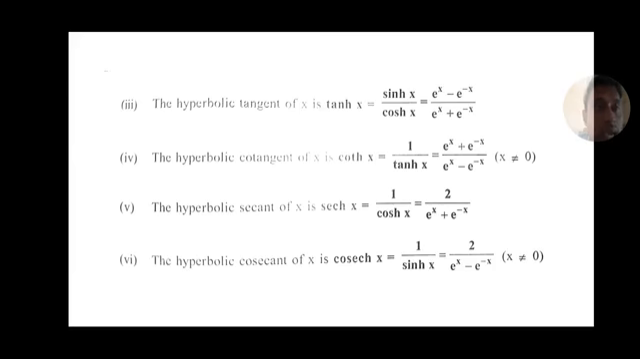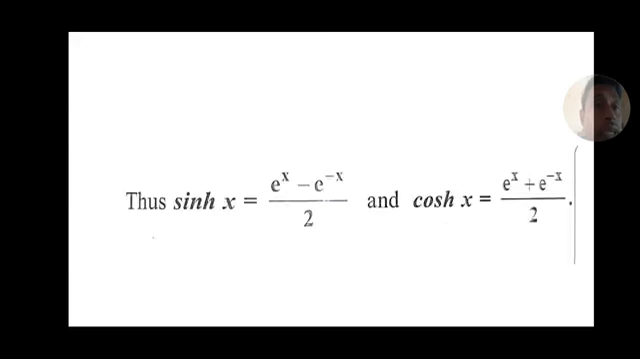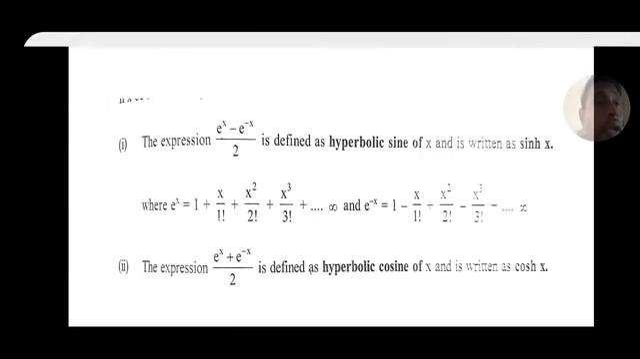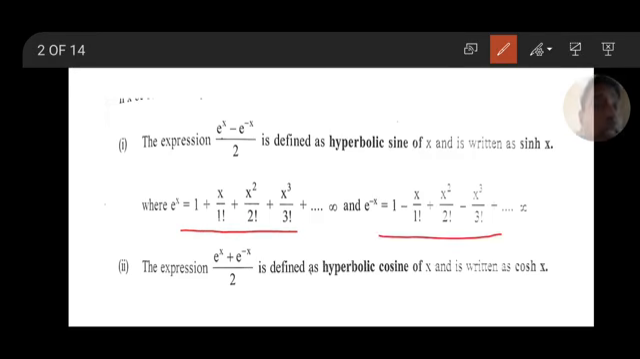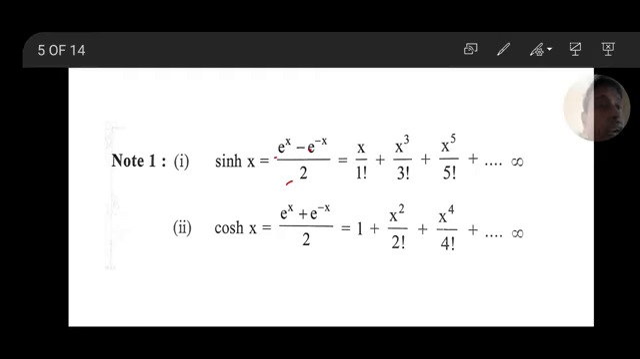Okay. Next, related formulas. And sinh x is e to the power of x minus e to the power of minus x by 2. In the first slide, we discussed e to the power of x and e to the power of minus x. We subtract them and divide by 2 to get the sinh x expression, and if you add both and divide by 2, we get the cosh x expression. Sinh x equals x by 1 factorial plus x cube by 3 factorial plus x to the power of 5 by 5 factorial up to infinity.